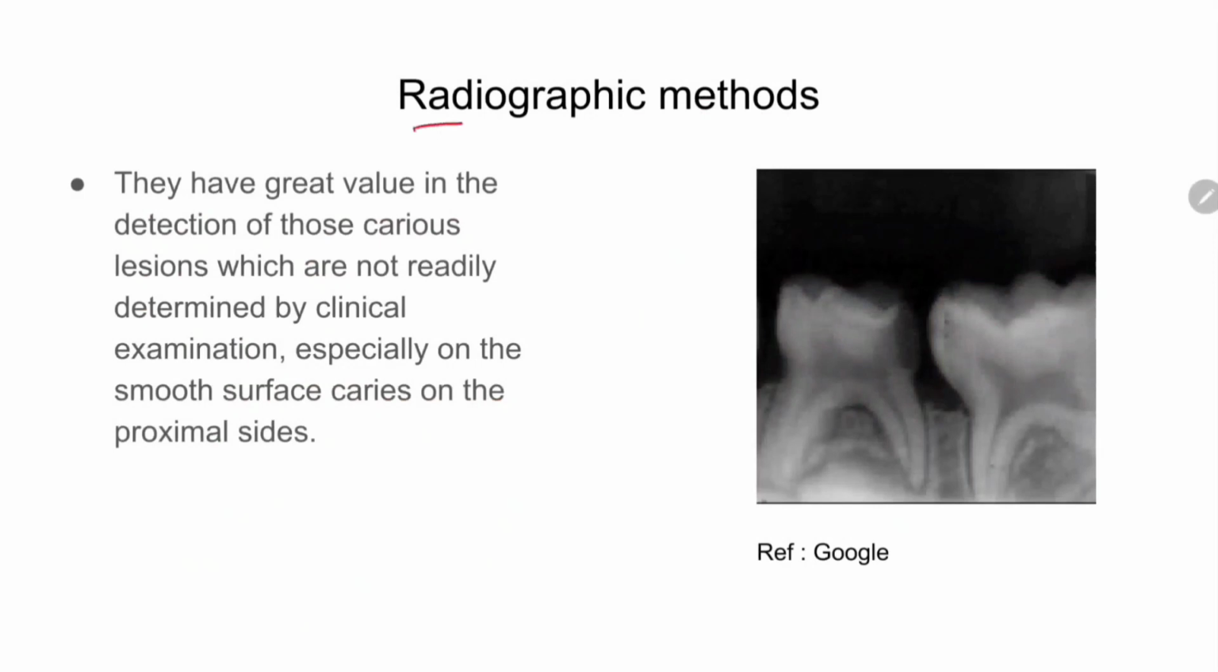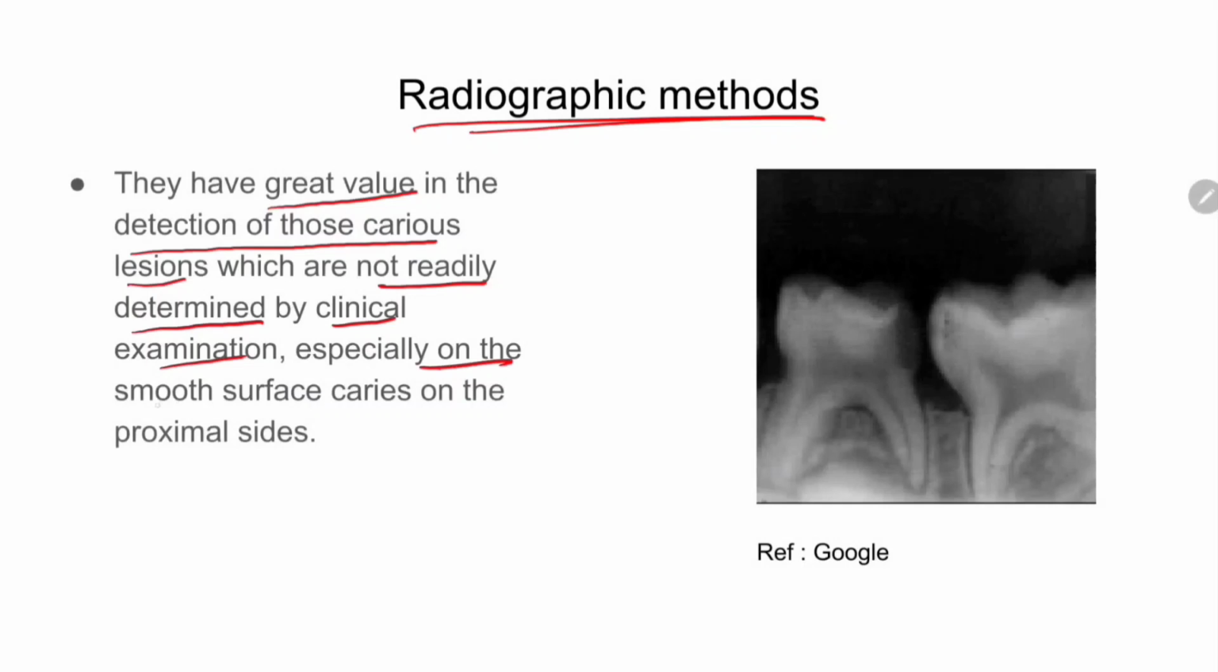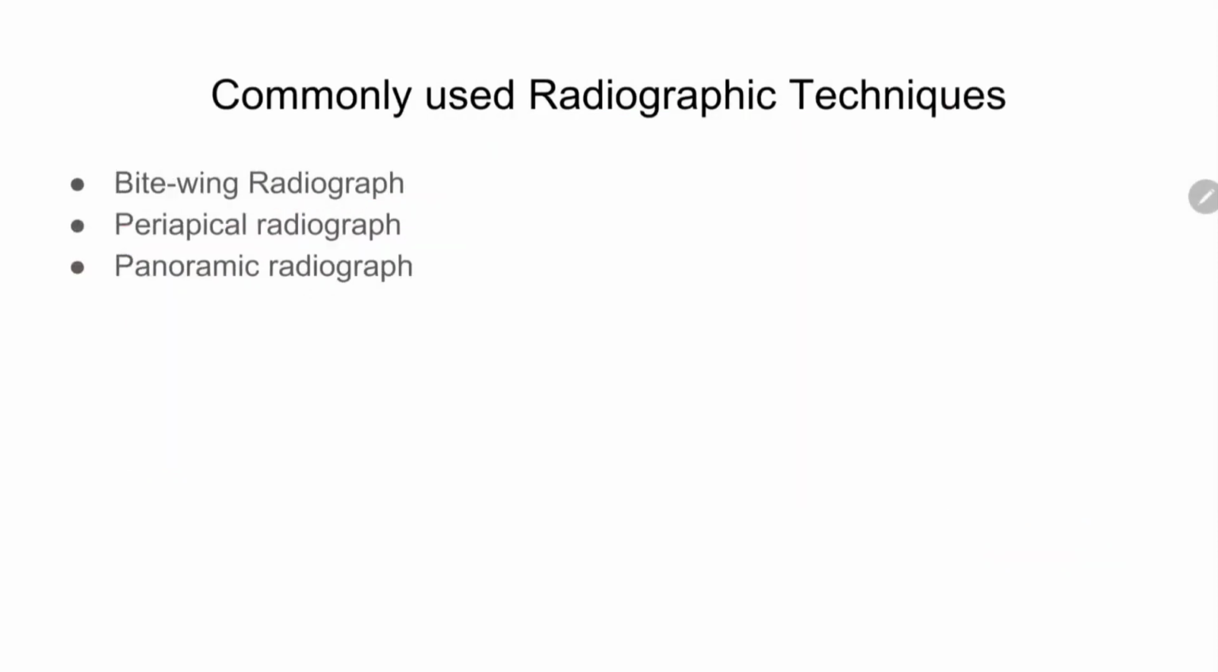Moving to the next, which is our radiographic methods. They have great value in detection of those carious lesions which are not readily determined by clinical examination, especially the smooth surface caries on the proximal side. So this is an image for IOPA, and in this we can see this caries almost reaches the pulp.